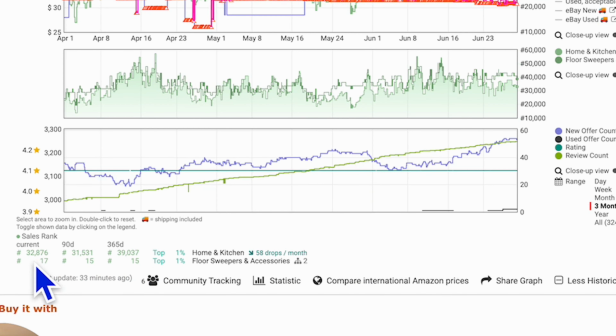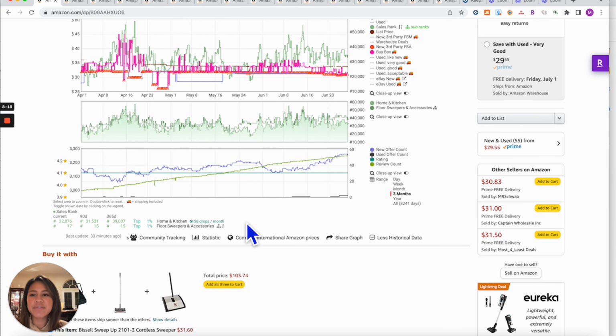You're going to see the current sales rank in both the main category and the subcategory for the 30-day, the 90-day, and the 365 trend. And then this right here, top 1%. I really like to focus on selling things in the top 1%. And what that means is that it's the top 1% of the category. And I found that if you stay within the top 1%, it's going to have a pretty consistent sales volume, and that's what you're going to want to look for.